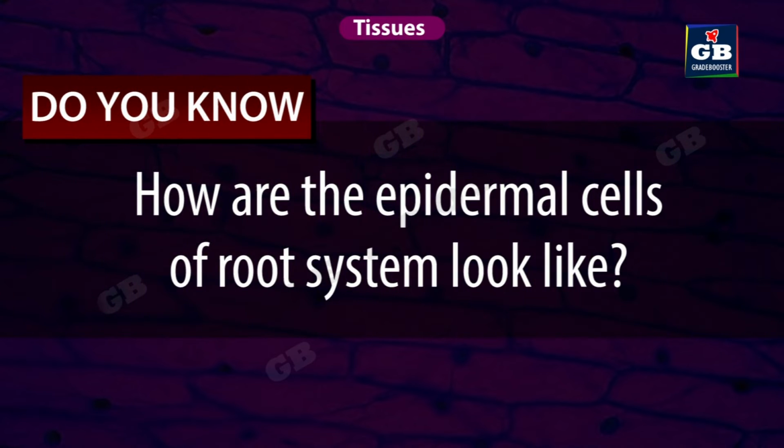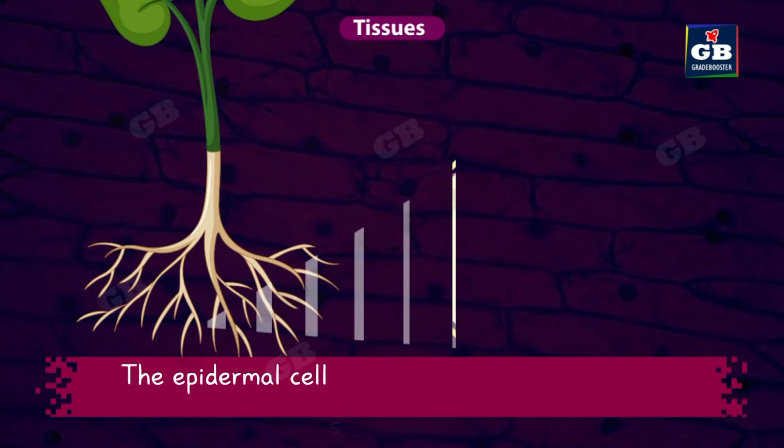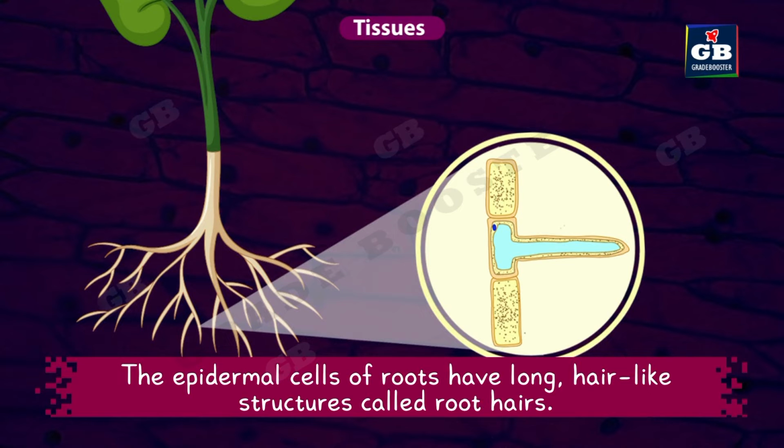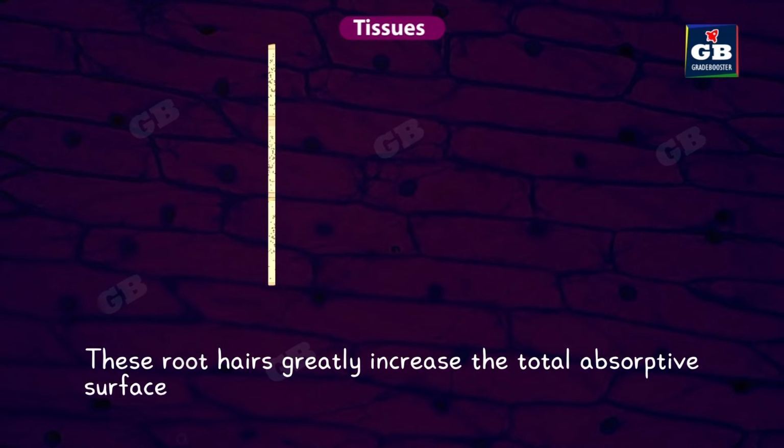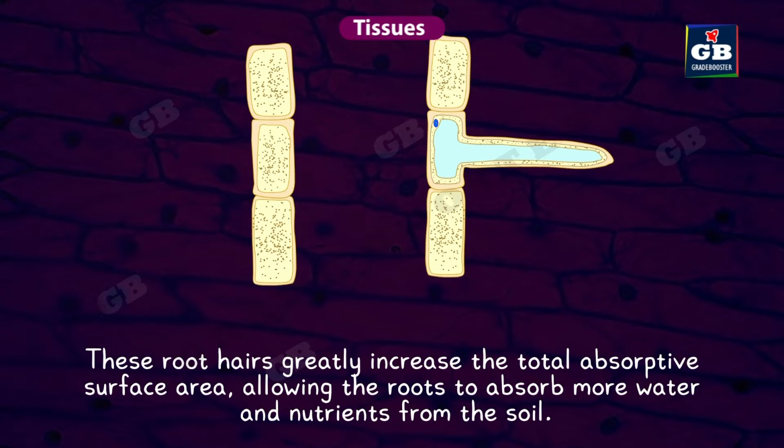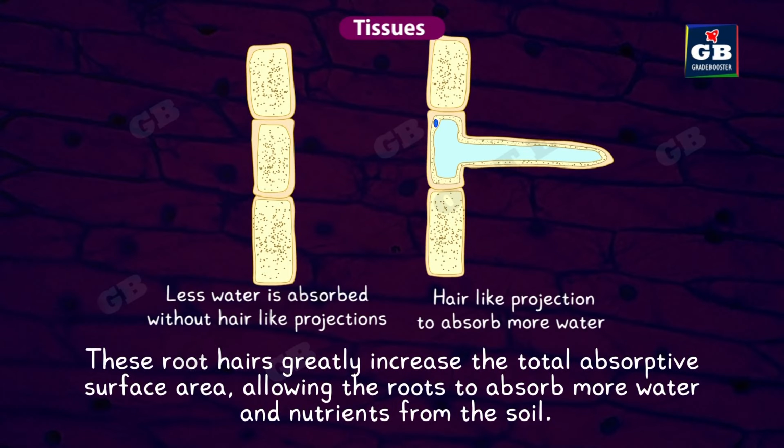How about the epidermal cells of root system look like? The epidermal cells of roots have long hair-like structures called root hairs. These root hairs greatly increase the total absorptive surface area, allowing the roots to absorb more water and nutrients from the soil.